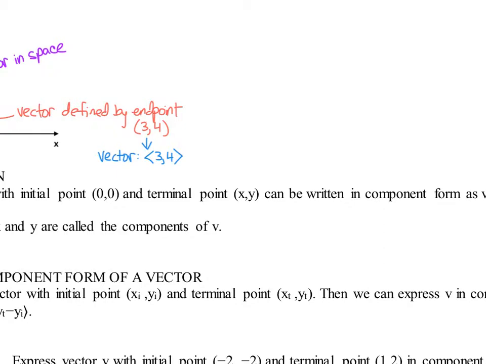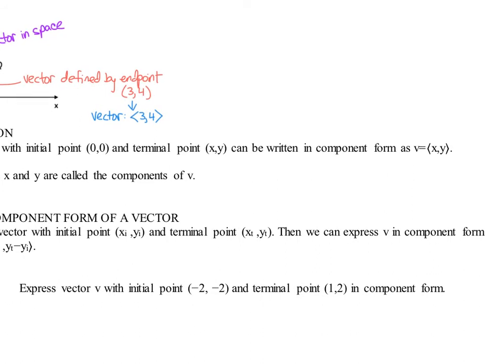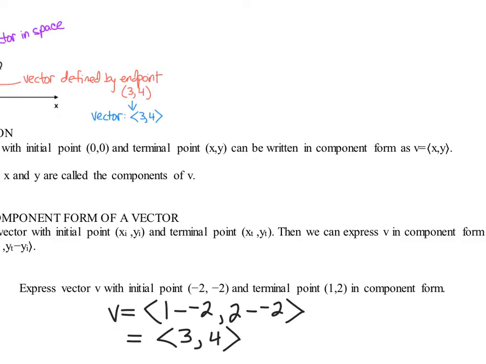All right, so if you're given 2 points, you can come up with the vector in component form without doing all this stuff. Really all we're doing is finding the difference between the corresponding x values and the difference between the corresponding y values. So vector v, in this case, would be 1 minus negative 2 and 2 minus negative 2. So 1 plus 2 is 3. 2 plus 2 is 4.